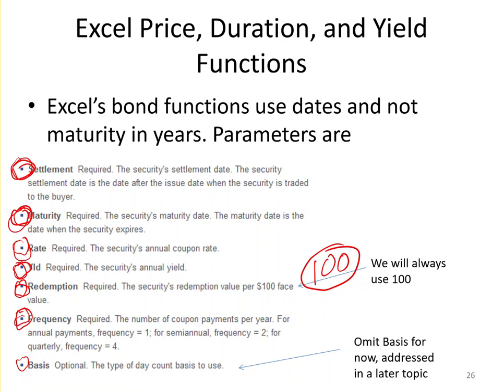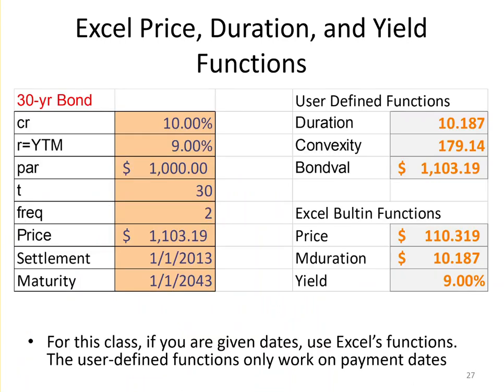Frequency is the number of coupon payments per year, so 2 for semi-annual payment, 4 for quarterly, and so on. And there's one other optional parameter which you can leave blank for this course, and that is basis. It has to do with how in finance you may have different ways of counting the number of days in a month for the computation of interest due. Okay, so we're going to go to the spreadsheet.